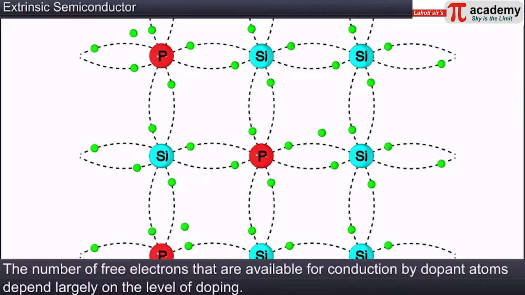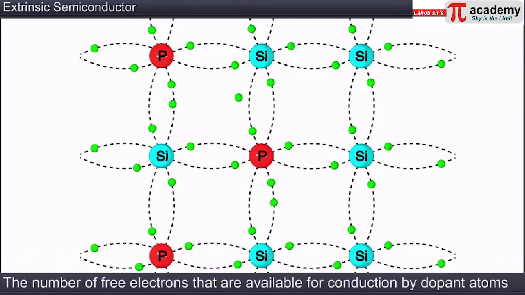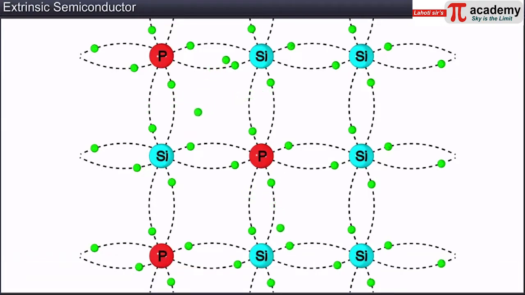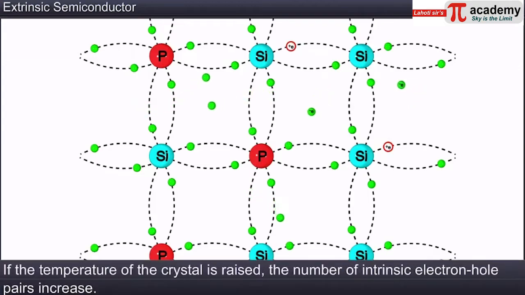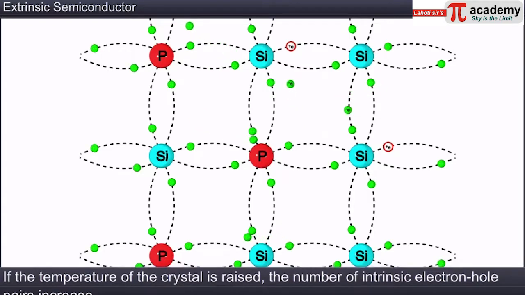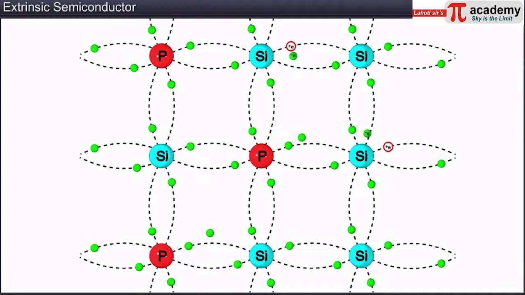Therefore, the number of free electrons that are available for conduction by dopant atoms depends largely on the level of doping. If the doping level is high, the number of free electrons contributed for conduction by the dopant increases. This number of free electrons contributed by the donor dopants is not dependent on the temperature of the semiconductor crystal. On the other hand, if the temperature of the crystal is raised, the number of intrinsic electron-hole pairs increases, and this further adds to the conductivity of the crystal.